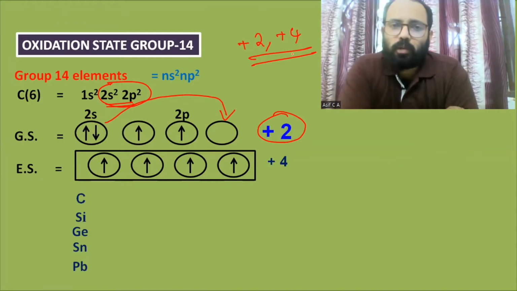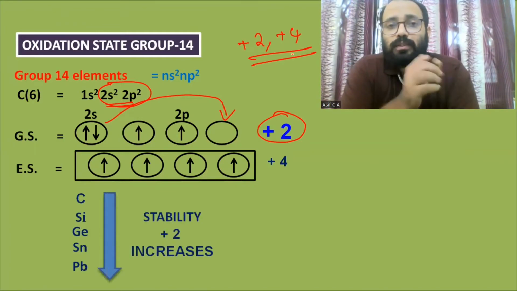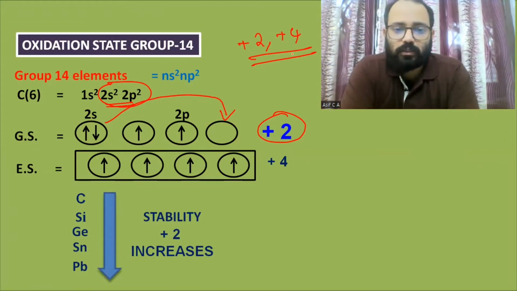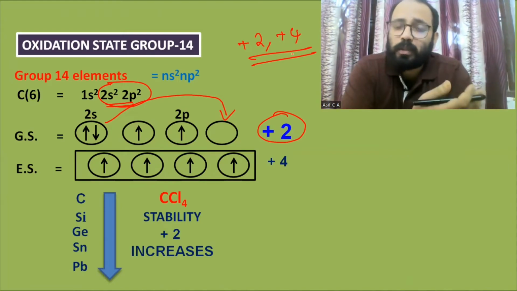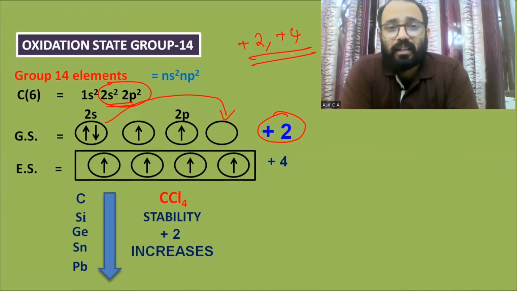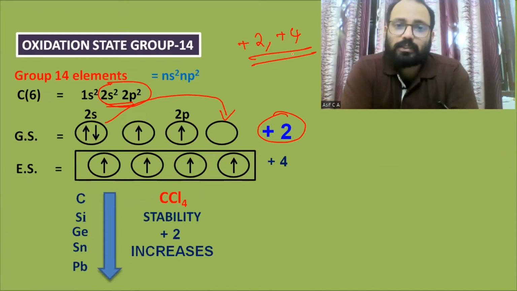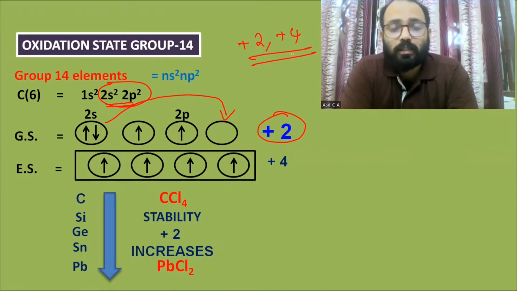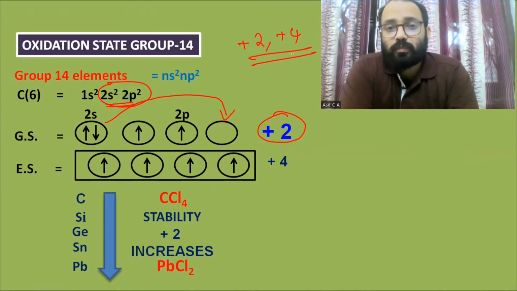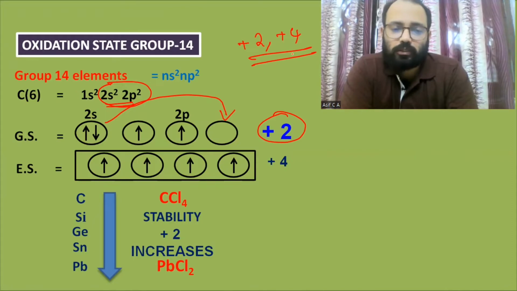But there is a problem. When you come down the group, the inert pair effect will act, so the stability of +2 increases. Carbon can form CCl4 with no problem, +4 is stable. But for lead, +4 is not stable; +2 is stable. So PbCl2 is possible. This is very, very important because of the inert pair effect: lead will show a maximum of +2 oxidation state.